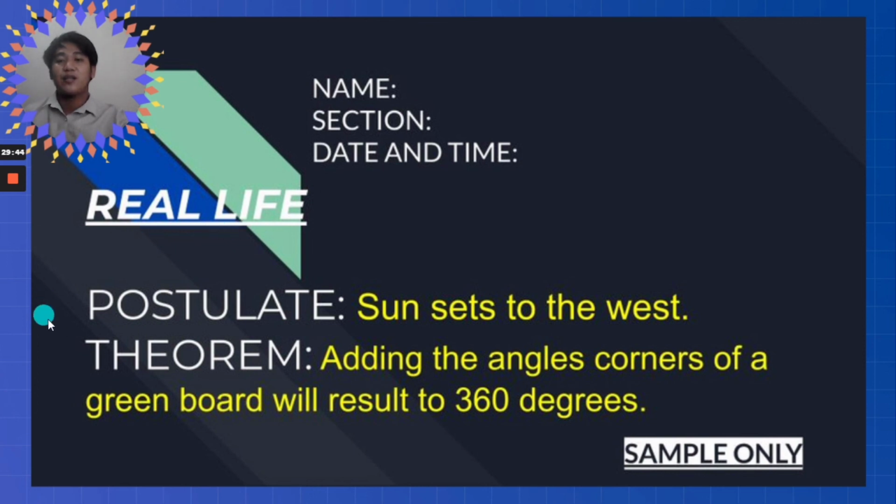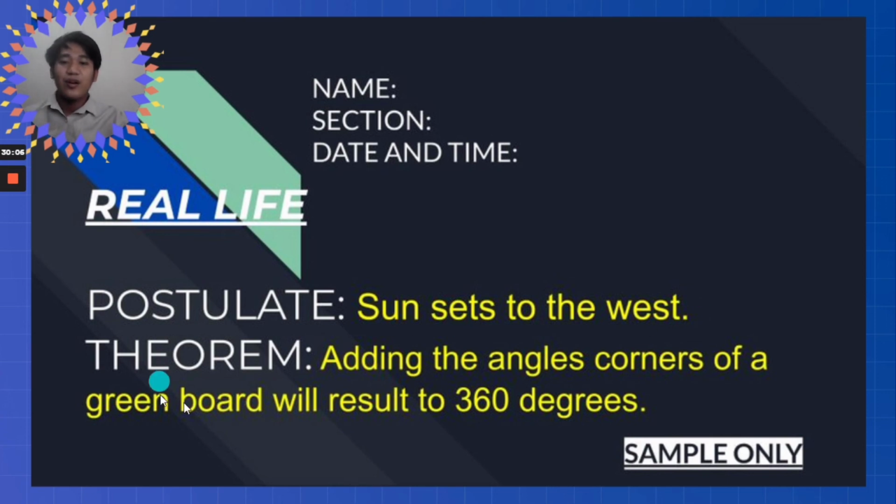In real life, you have a postulate: the sun sets in the west. Do you agree that the sun sets in the west? Yes, right? So we cannot argue with it. We will not argue with it. We will accept this statement as true, that the sun sets in the west and the sun rises in the east.